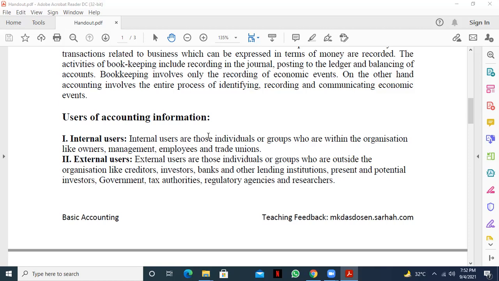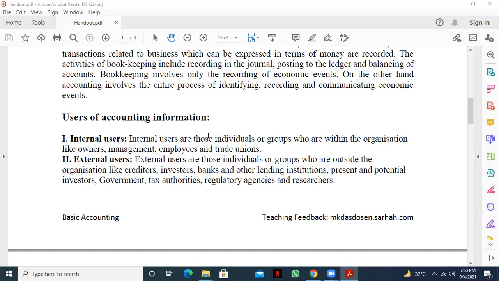Here are the examples. Creditors: যারা আপনাকে ঋণ দিবে তারা creditor, they are not involved with your company, so they are external users. They will see your financial statement for making a decision. Then investors, like a potential investor. I want to purchase shares of your company, so first I'll check all your financial statements and your annual report. From those I'll analyze by myself, then make the decision. So investors or potential investors are external users.